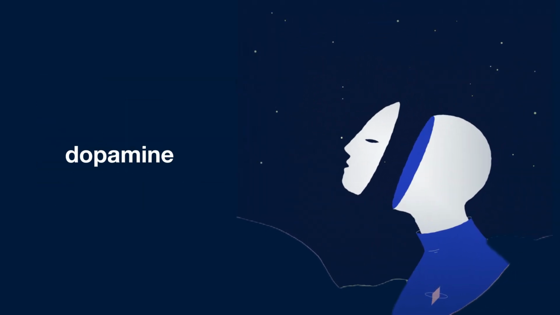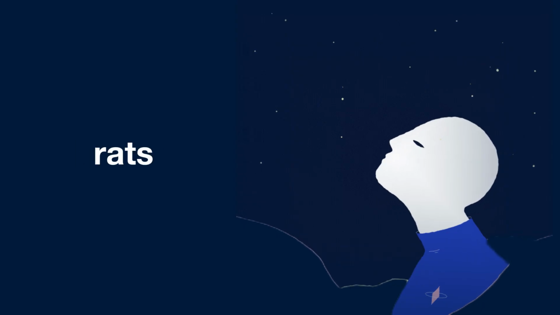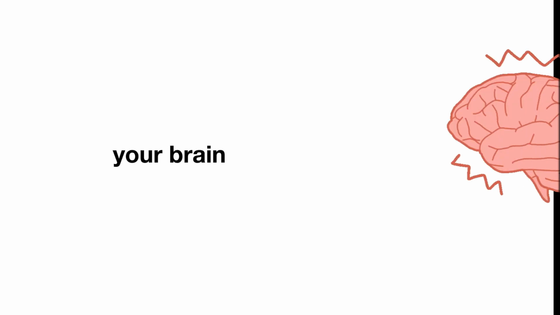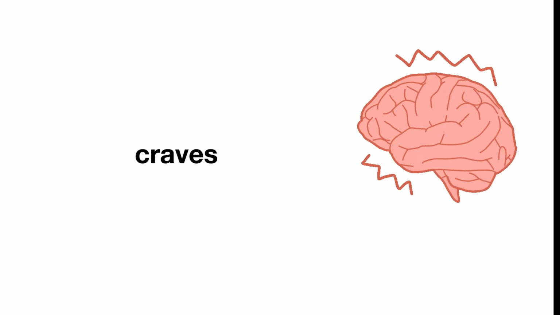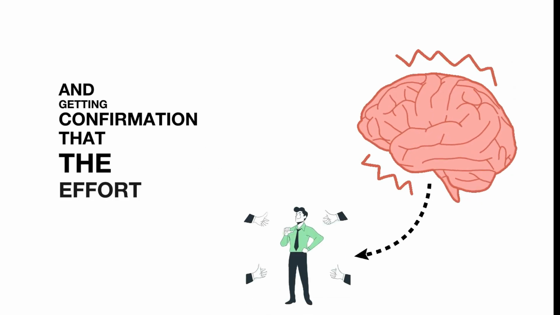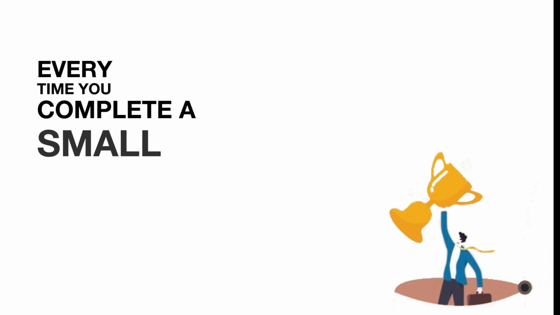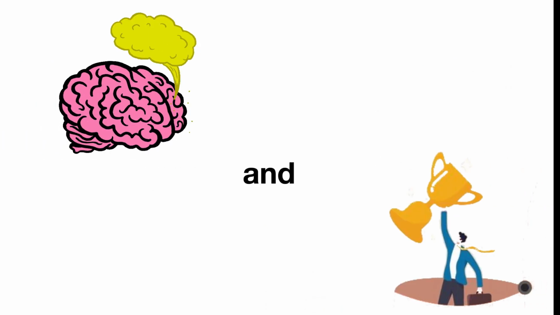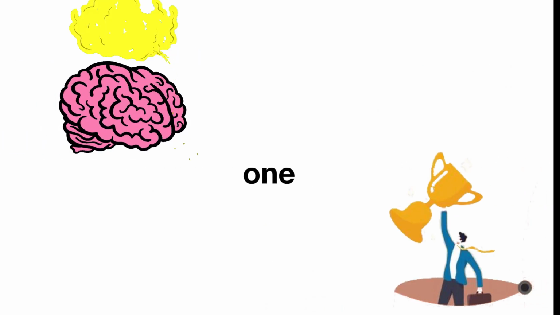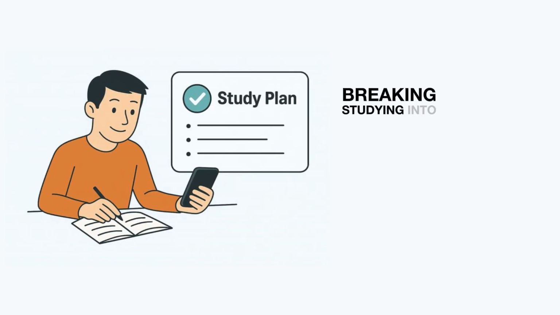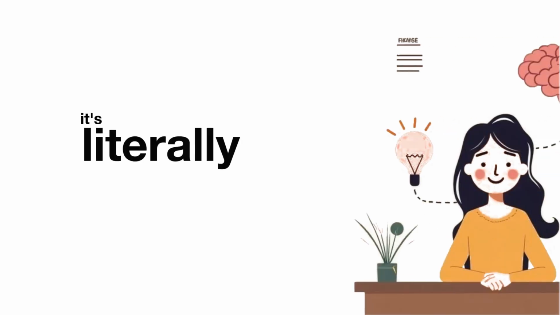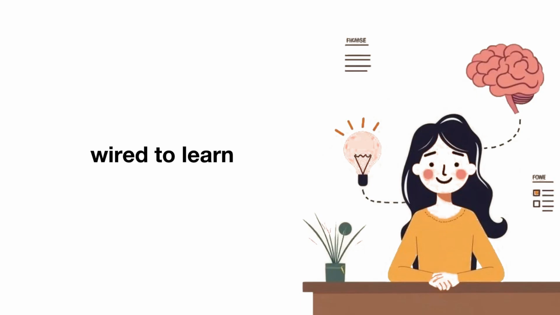The longer their dopamine stayed high, the harder those rats kept working. For you and me, this means something huge. Your brain craves completion. It craves the experience of finishing something and getting confirmation that the effort mattered. Every time you complete a small task, you get a dopamine hit, and that hit makes you want to do another one. This is why breaking studying into tiny wins is so powerful. It's not a productivity hack. It's literally how your brain is wired to learn.